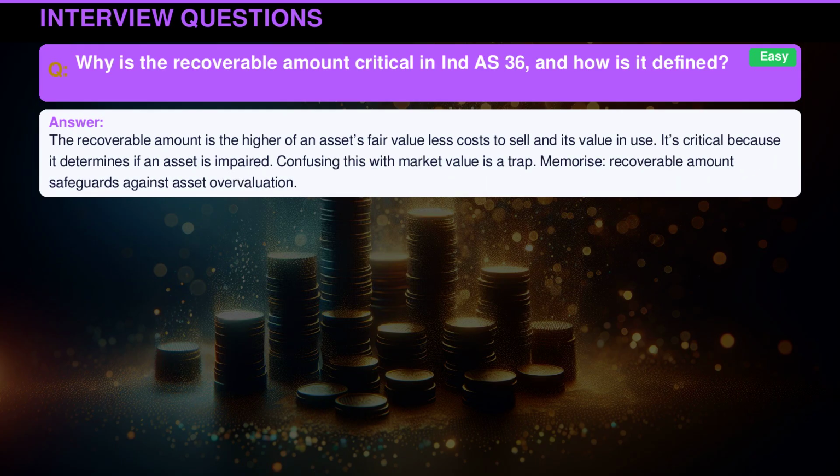The recoverable amount is the higher of an asset's fair value less costs to sell and its value in use. It's critical because it determines if an asset is impaired. Confusing this with market value is a trap. Memorize: recoverable amount safeguards against asset overvaluation.